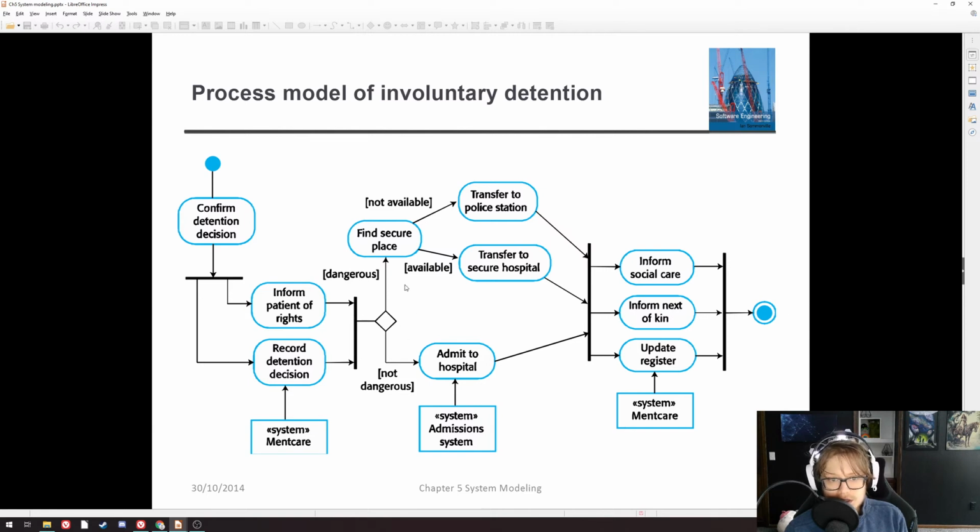And if they were dangerous, we would find a more secure place. If a more secure place was available, we transfer them to it. If it wasn't available, they'd go to the police station, and then regardless, they would end up still following those 3 steps. They would inform social care, inform next of kin, and update register.